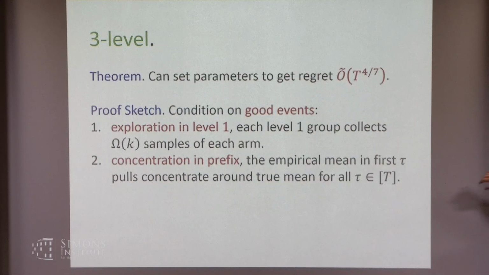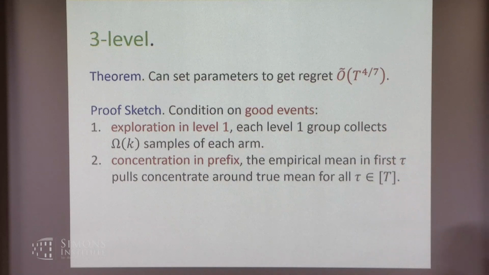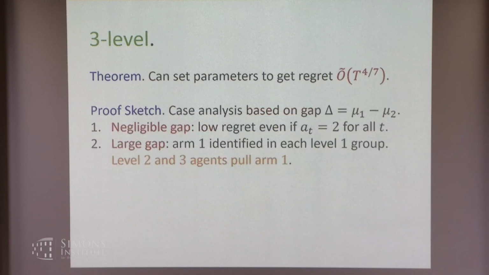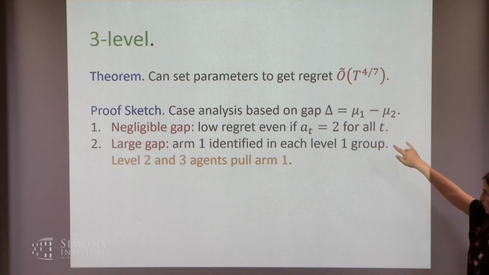As before, the proof is going to condition on good events. One is that level 1 explores enough. Two is that there's concentration in the prefixes, so that I get concentration of the empirical mean around the true mean. And then there's going to be the event that there's anti-concentration in level 1. So in each level 1 group, there's some group where each arm looks good and the other arm looks bad compared to the true mean, inducing more exploration. As I said, the proof is based on this case analysis of the gap between the 2 arms.